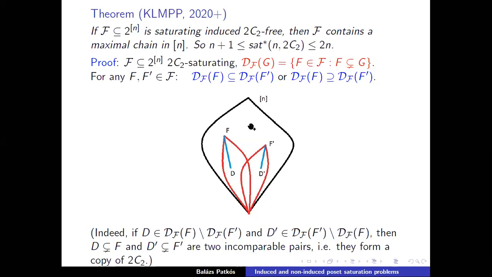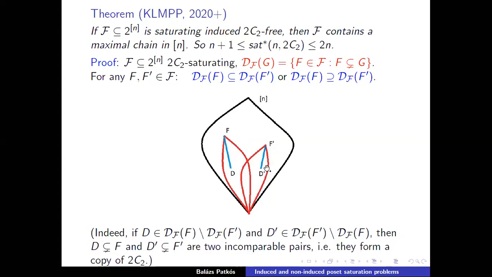Why is that so? Because if not, then if the downset of f prime doesn't contain the downset of f, there is a d which is below f but not below f prime. And if the downset of f doesn't contain the downset of f prime, there is a d prime which is below f prime but not below f. Then these four sets indeed form an induced copy of two pairs in containment. This is one pair, this is the other.